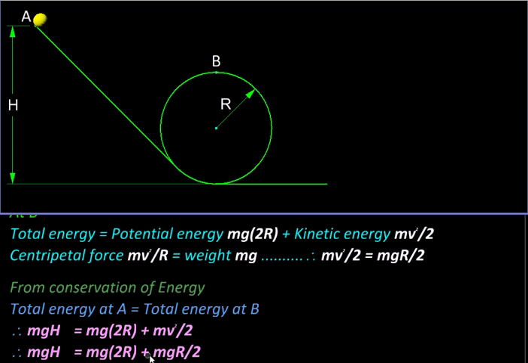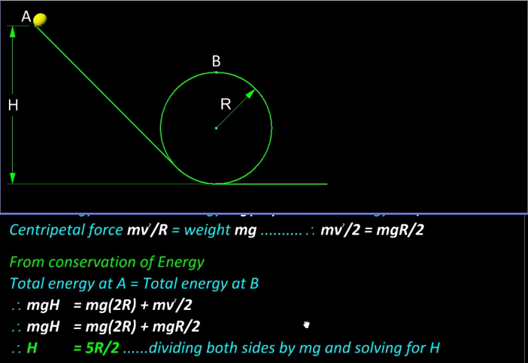This is true in roller coaster rides also, those that loop the loop, that whether the ride is occupied or whether it is empty, it always loops the loop. So finally, after cancelling this mg and simplifying, we get h, the minimum height required, is 5r upon 2. So we should release this marble at least from 2.5 times the radius height so that it loops the loop.